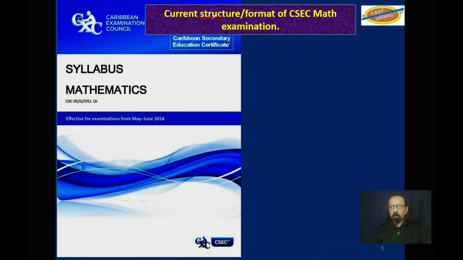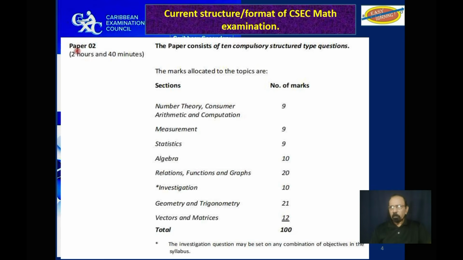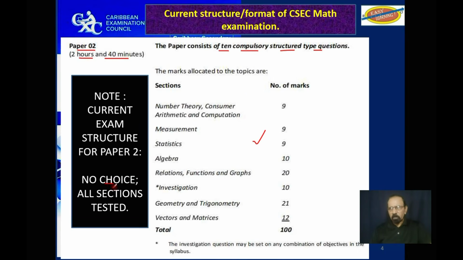As it relates to the current structure or format of the CSEC math examination, there is a Paper 1 which runs for 1 hour and 30 minutes, and that paper consists of 60 multiple choice items from all sections of the syllabus as outlined below. Paper 2, which runs for 2 hours 40 minutes, consists of 10 compulsory structured questions from all sections of the syllabus. There will be no choice. All sections will be tested, as I said, with compulsory questions.